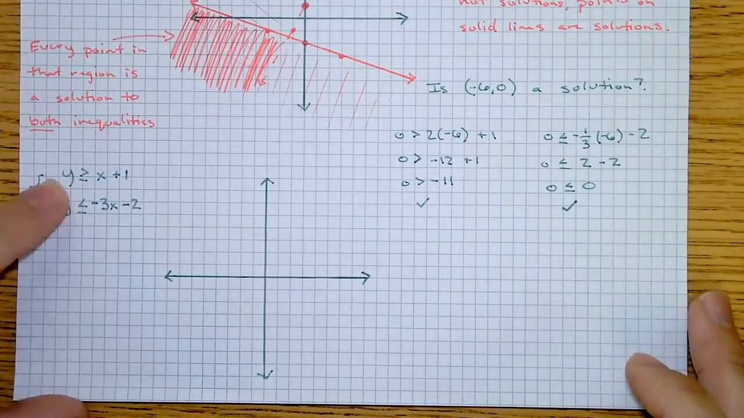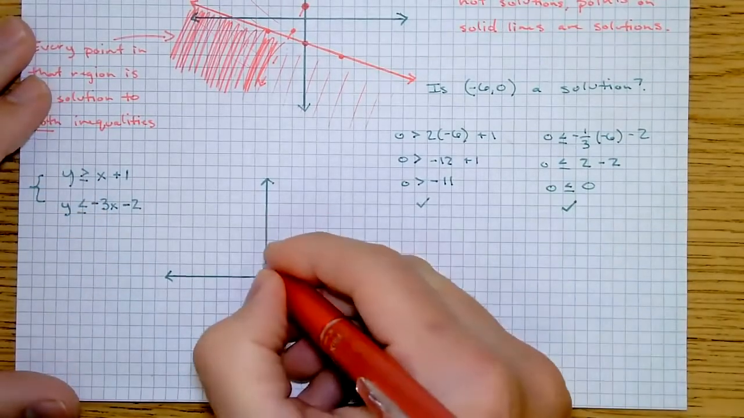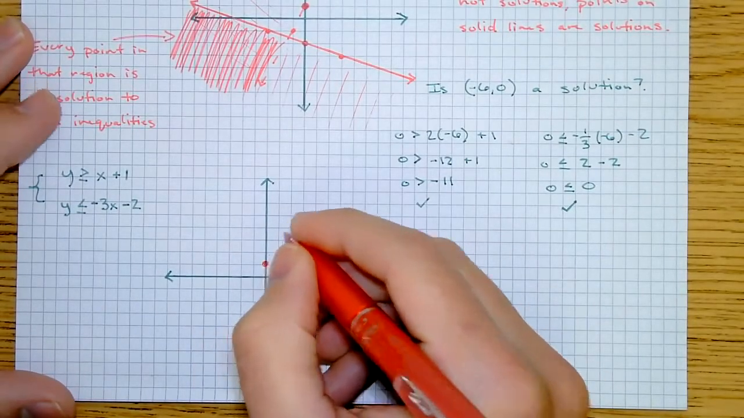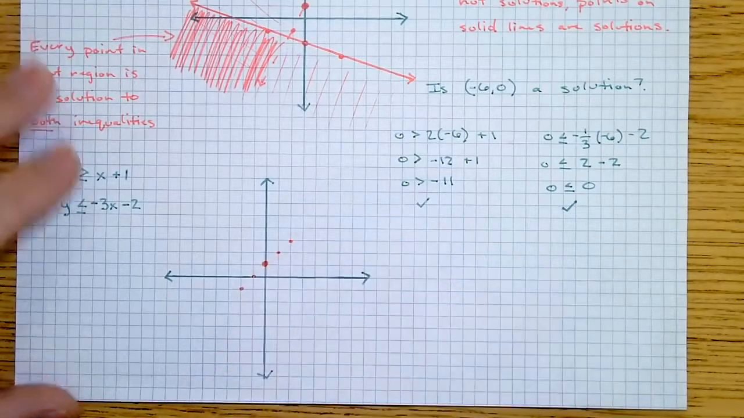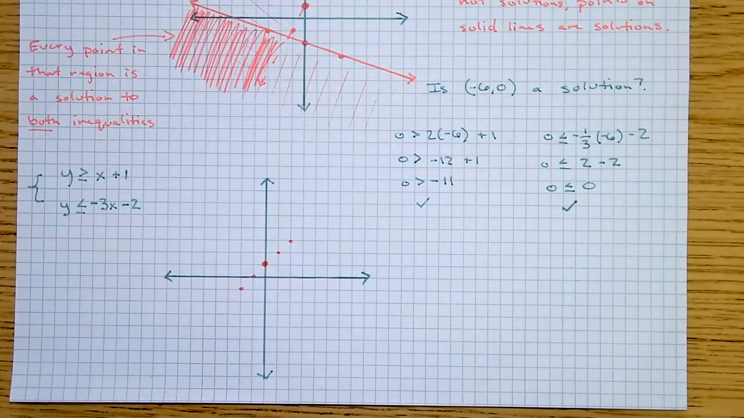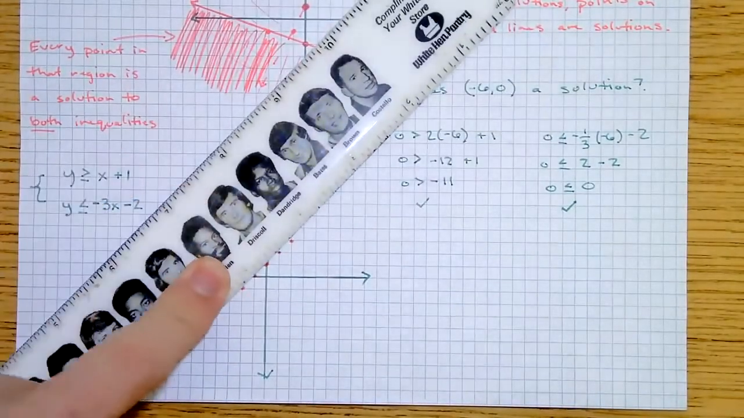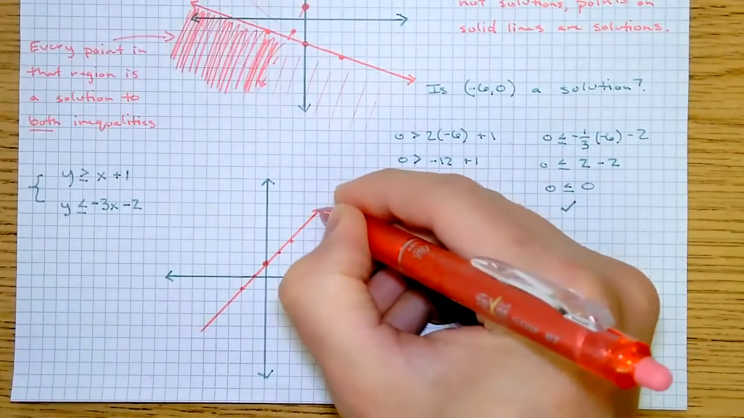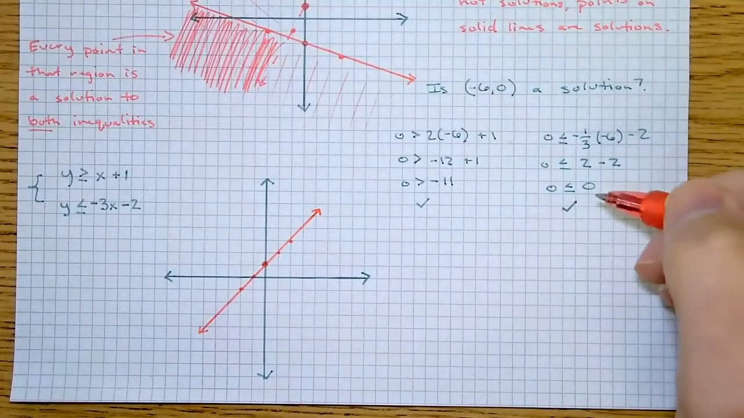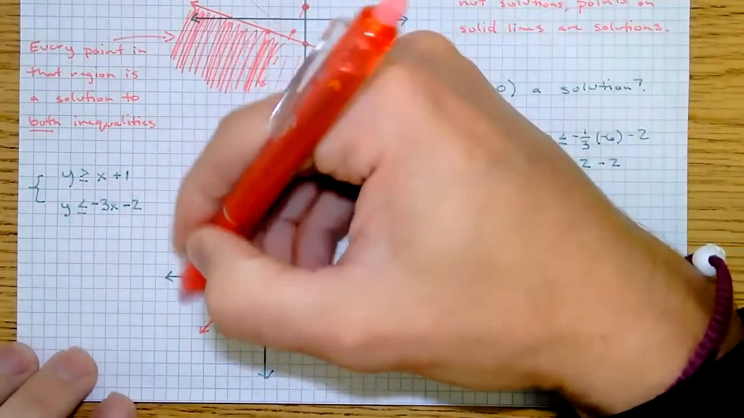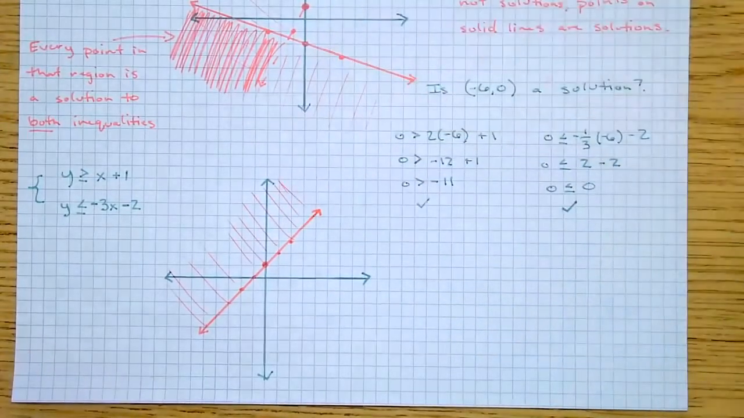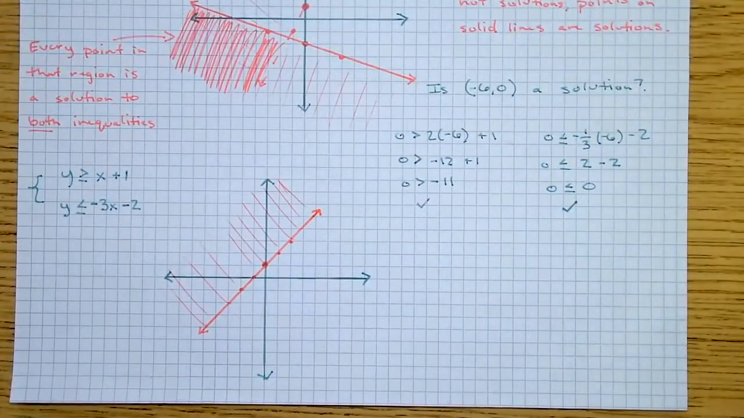All right, so y is greater than or equal to x plus 1. Fairly simple here. It's going to be a solid line, and since it's greater than x plus 1, we're shading above. Trying to shade a little light. It's obviously easier with a pencil, but shade lightly just so you know where you're at.